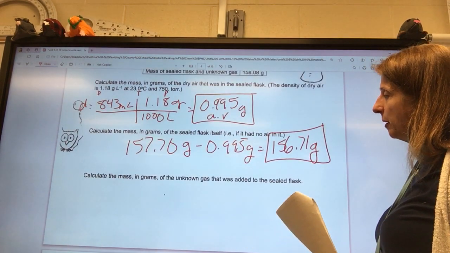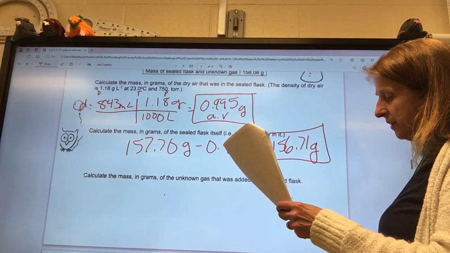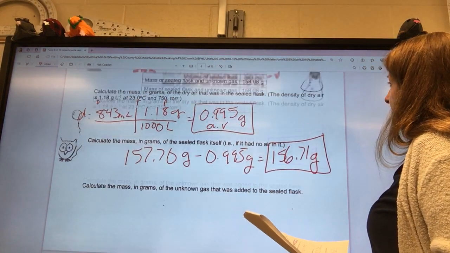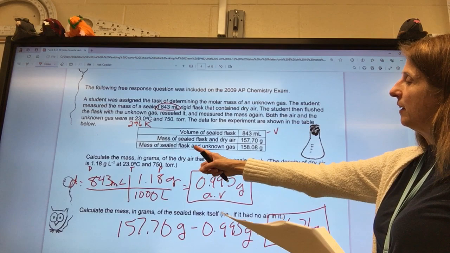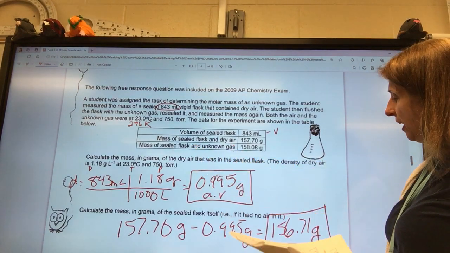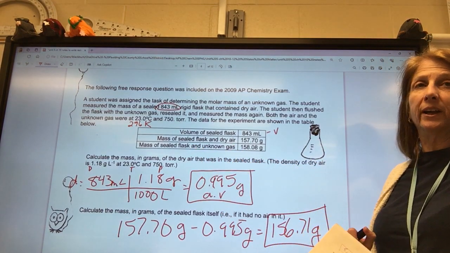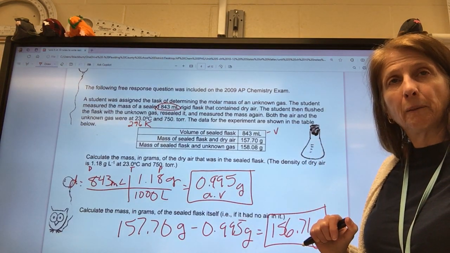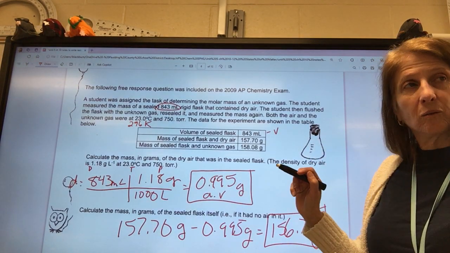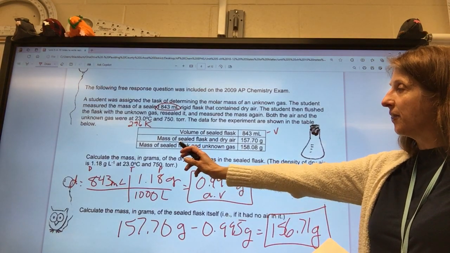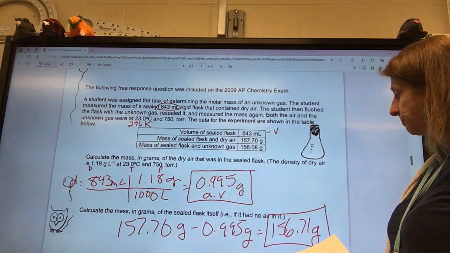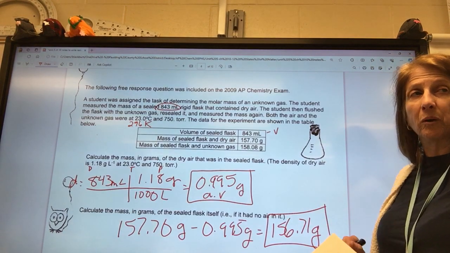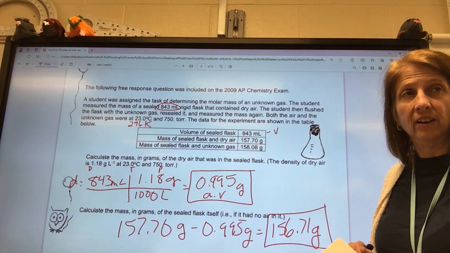Calculate the mass in grams of the unknown gas that was added to the sealed flask. Well, that's easy now because we got the mass of the flask and the gas, and now we got the flask, so what are we going to do? Add, subtract, multiply, or divide? Think about it. We've got the flask and the gas, and we've got just the flask, so what are we going to do to get just the gas?